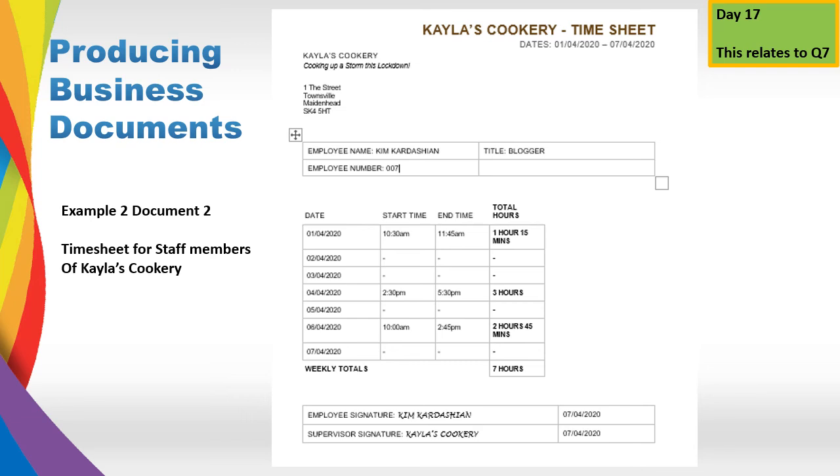Kim's worked a few hours for me, so you can see I've put the dates in and the times that she's worked, and then we've got the total hours that she's completed for the business, and then we've both signed and dated at the bottom of the timesheet to authorise that payment. So nice, clear, concise, simple.